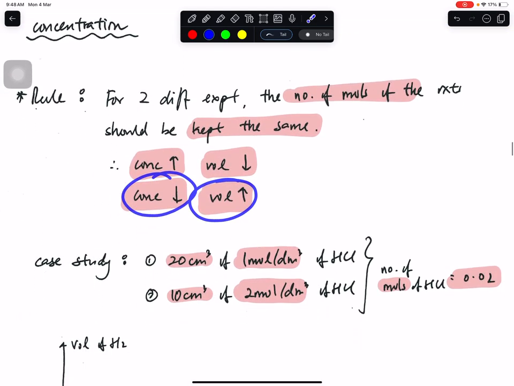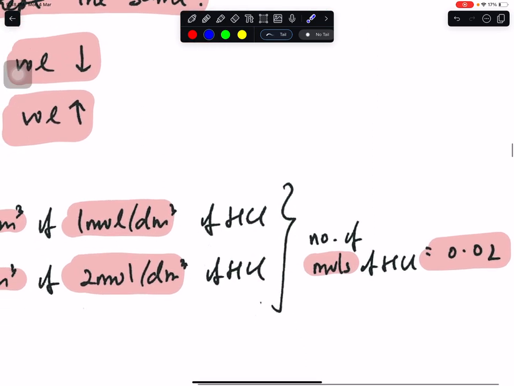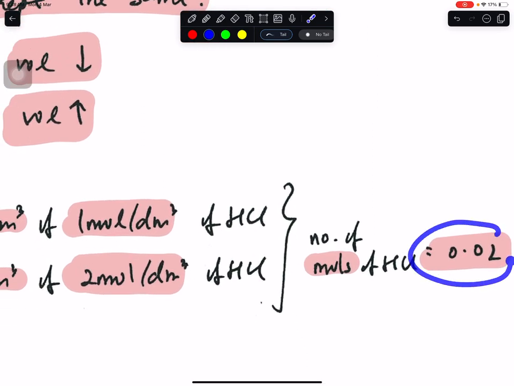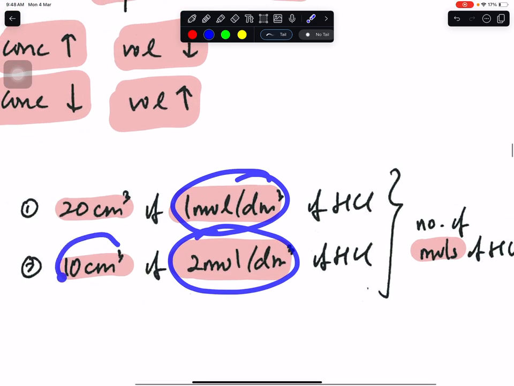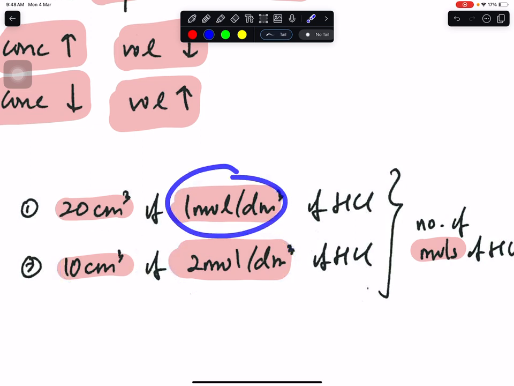To give you a very simple case study, just look at these two experiments. First I kept the moles the same. Then you look at the concentration. You'll realize the one that is more concentrated, I use less of it, and the one that is less concentrated, I use more of it. So the purpose is to keep the moles the same first.